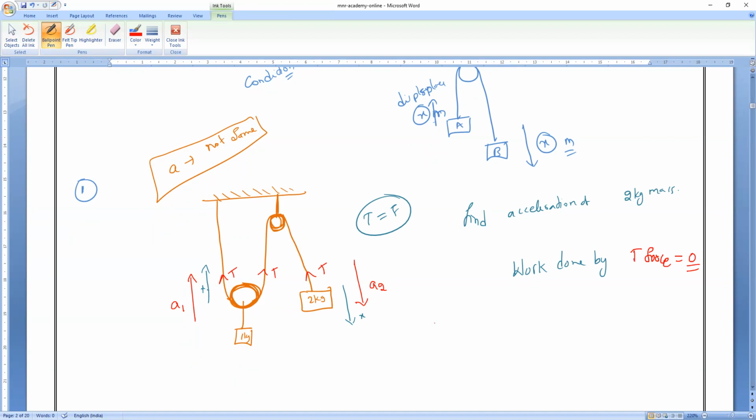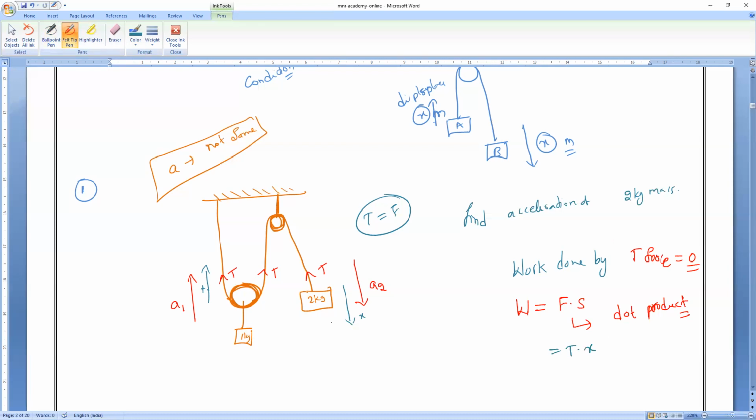Now we all know from lower classes, what is the formula for work done? Force into displacement. Is it a dot product or cross product? Dot product. That is very important. We studied dot product and cross product. So F dot S. Here, instead of F, you have to use T. Tension into displacement. Let me take displacement as x and force as tension.